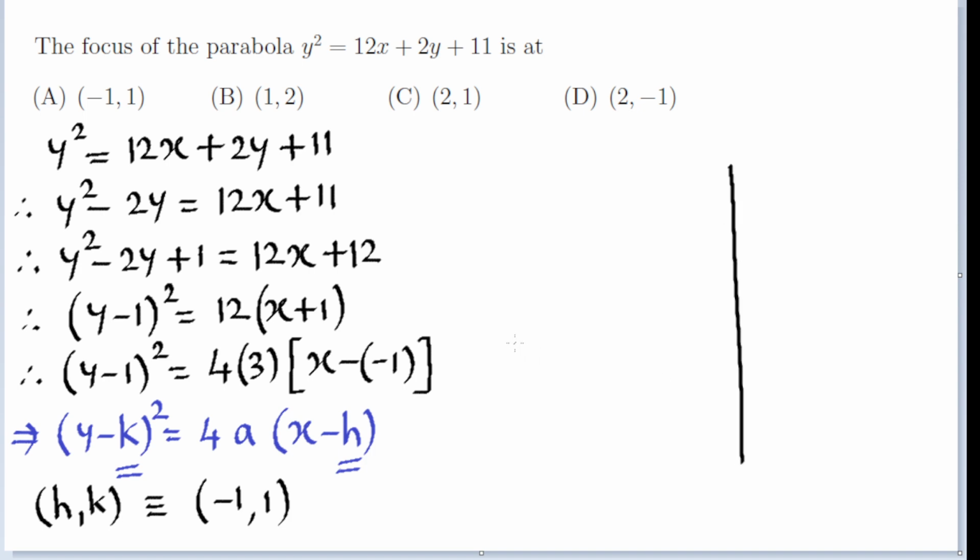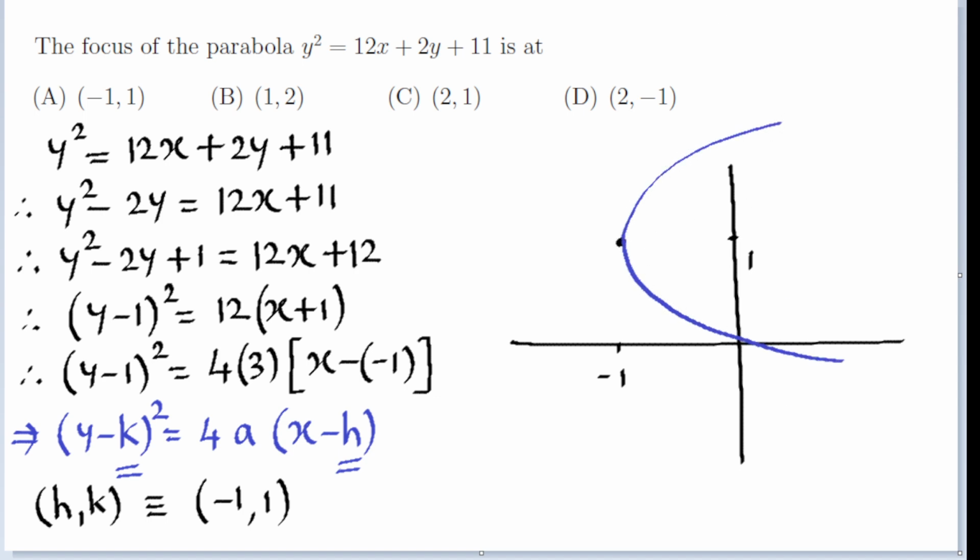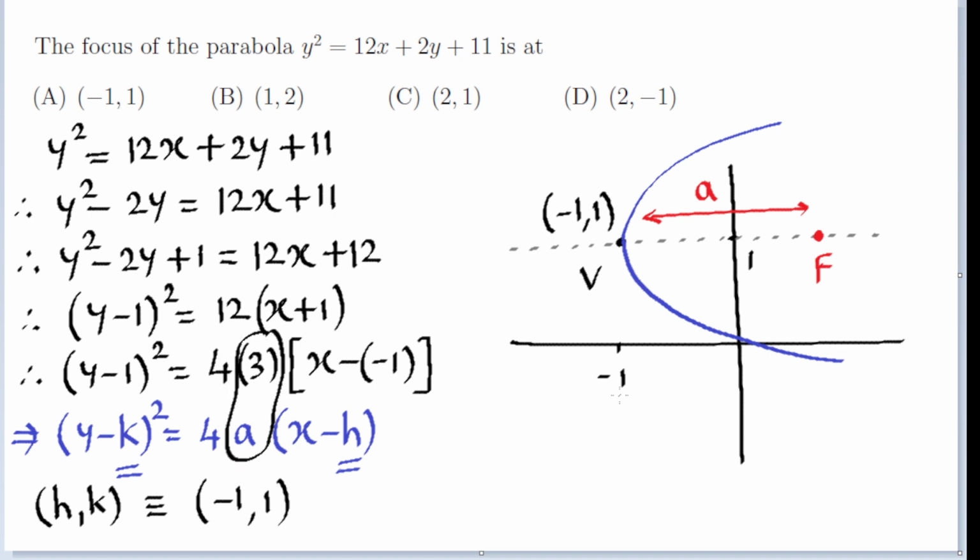If we draw a rough sketch of this parabola, observe that we have minus 1 here and 1 here. At their intersection we have the vertex. So the parabola is roughly going to look like this. It still opens towards right. Then we draw the axis of symmetry of the parabola, because we know that the focus will be somewhere on that axis. We don't know where it is, but we know that the distance is given by a. The vertex has coordinates minus 1 comma 1, and the value of a is 3.